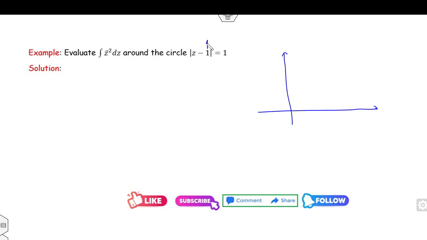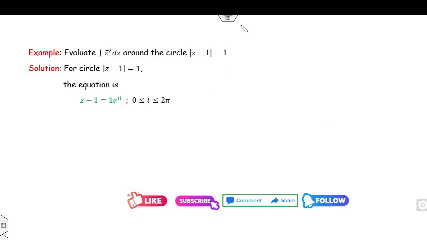So what is the meaning of that? 1 is my center. R is also the radius. Fine. So the center is 1 comma 0. This is my 1 comma 0 and the radius is also 1. So my circle is this one. This is my 0. The radius is 1. So this point is my 2 and it's a complete circle.